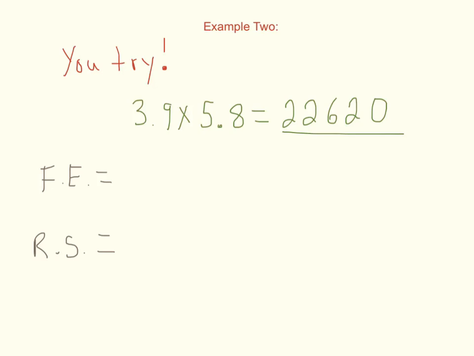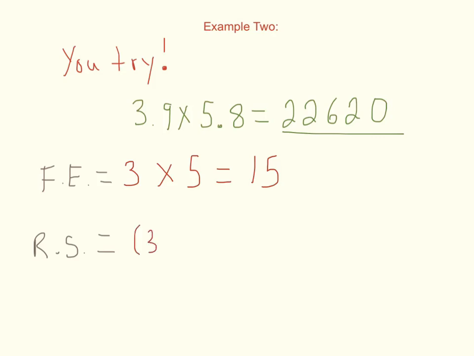Okay, so let's take a look at our front-end estimation. We know that, again, you take the first digit, which is 3 in this case, and because nothing else is after, we don't have to worry about it. We just leave it. And here our front digit is 5, so we'll take it. Again, there's no other digits after it, so we can just leave that as well. And we estimate 15.